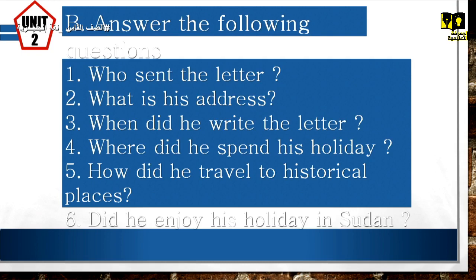And then the city where this street is, which is Leeds. And where is Leeds? It's in England. This is the address. And number 3, when did he write the letter? This is the time when this letter was written. When we would like to answer such a question, we look immediately beneath or under the address. We get the time of writing the letter.